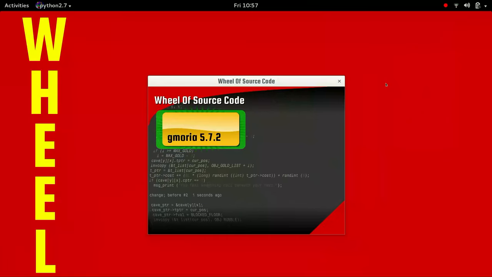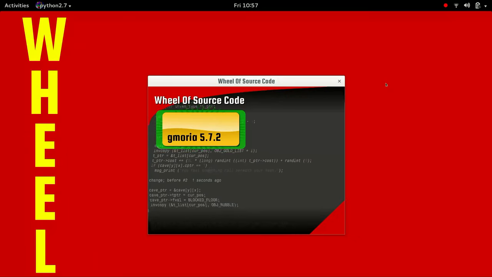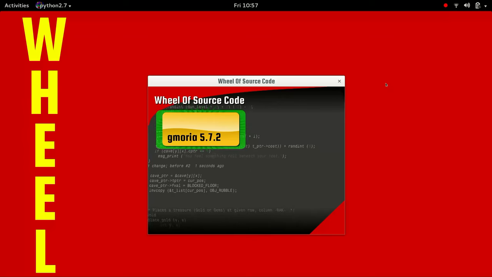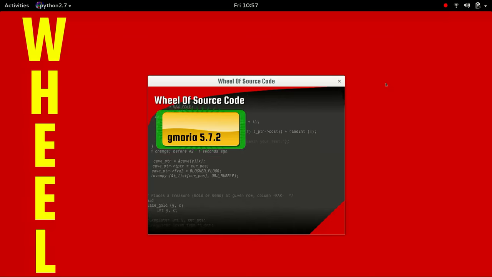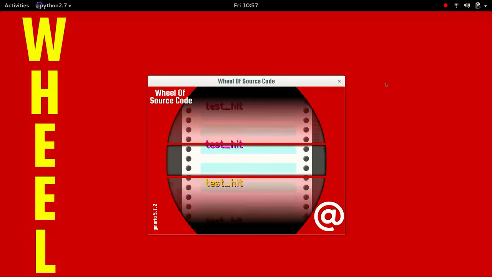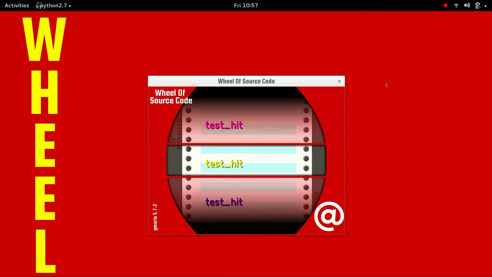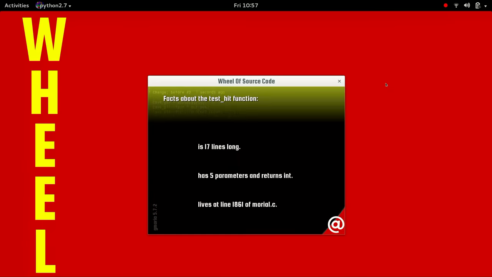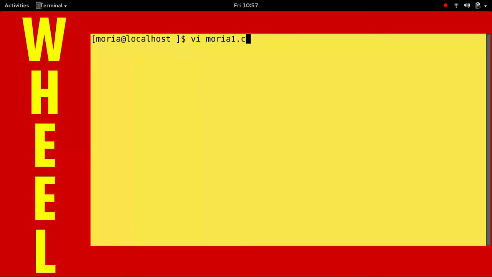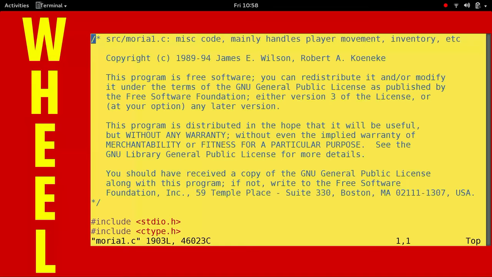Before we get started, let's check out why we couldn't hit the Balrog. All right, let's do the autopsy here, folks. I've rigged the wheel. I want to see how that test hit function works. So I rigged the wheel to only bring up test hit. 17 lines long, but this is going to be a little bit more complicated than that. We're going to dig down in and see why it is that we couldn't do it. Test hit.